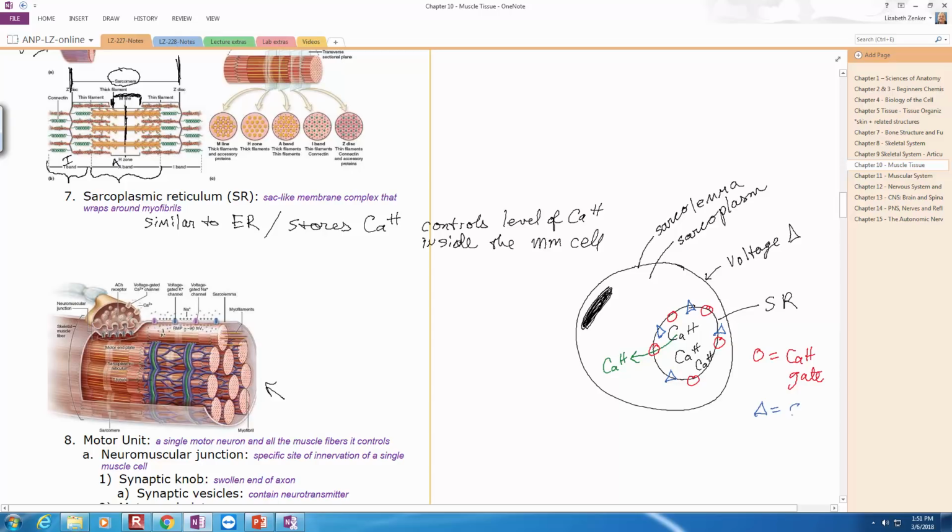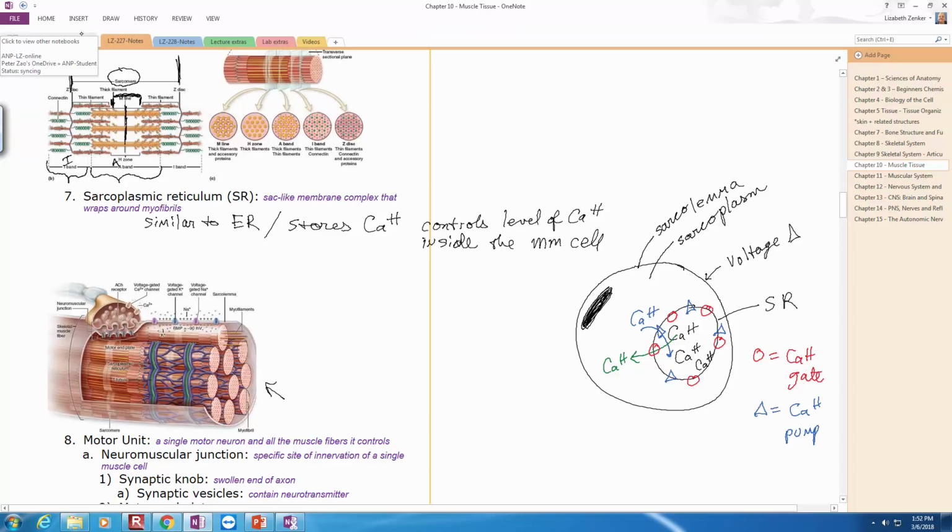So a triangle equals calcium pump, which then you guys know means you need ATP in order to do it. So now I'm done with my contraction. I'm going to put calcium back into my sarcoplasmic reticulum.